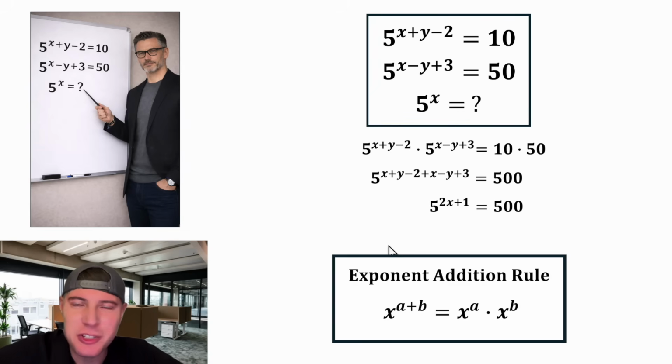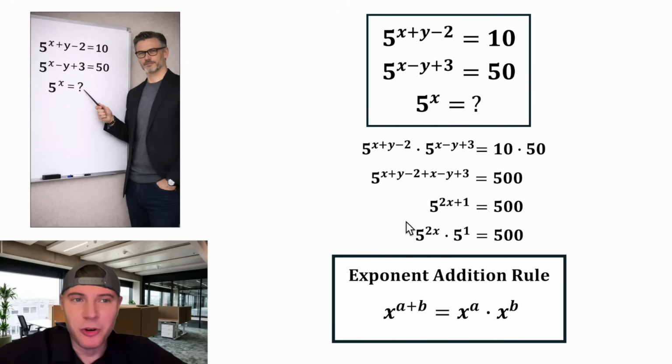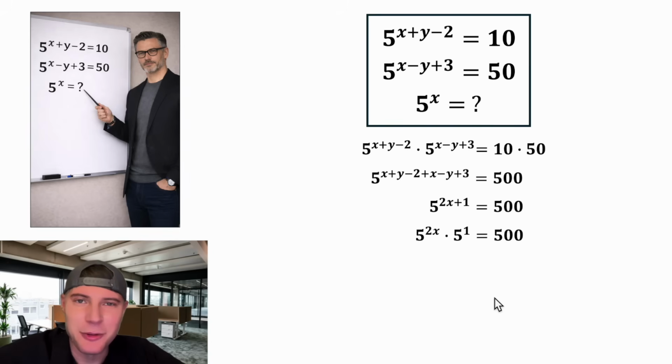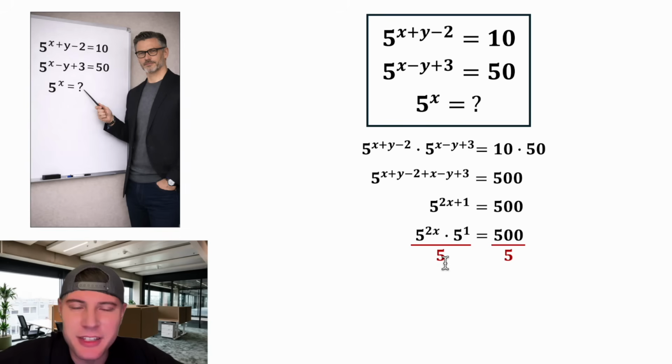Next, using these notes, anytime you have x to the power of a plus b, you can rewrite that as x to the a times x to the b. Or in this case, we have 5 to the power of 2x plus 1. We can rewrite that as 5 to the power of 2x times 5 to the power of 1. And that'll still be equal to 500. And now to get rid of this, we can divide both sides of the equation by 5. On the left-hand side, this 5 and this 5 are going to cancel each other out. So we have 5 to the power of 2x. And on the right-hand side, 500 divided by 5 is 100.